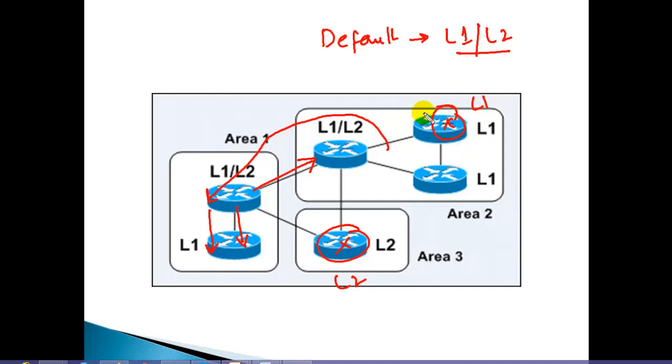Like if my router is communicating with only internal routers, then I can change it to level 1. If my router is communicating with all external routers and there is no internal router, in that case we can use level 2 configuration, but it is not compulsory.